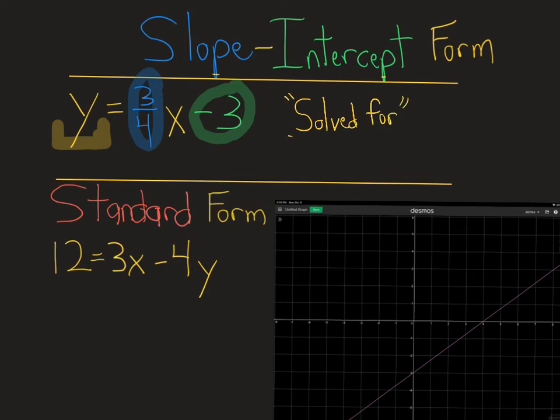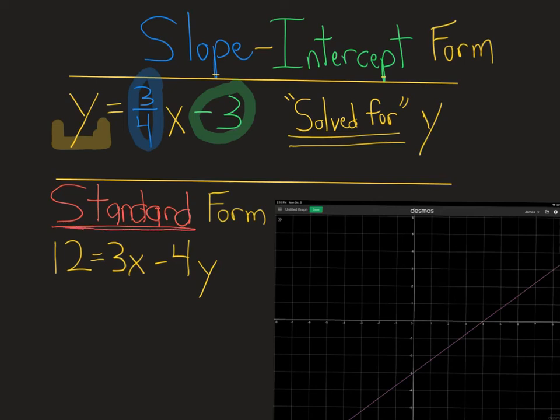And when we say solved for, we just mean whatever is on the single side of the equation by itself. So in this case, that equation was solved just for y. Now, right below that, we've got that original equation in slope-intercept form. Then down here, we've got standard form.